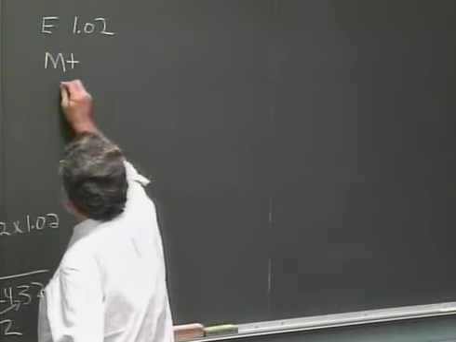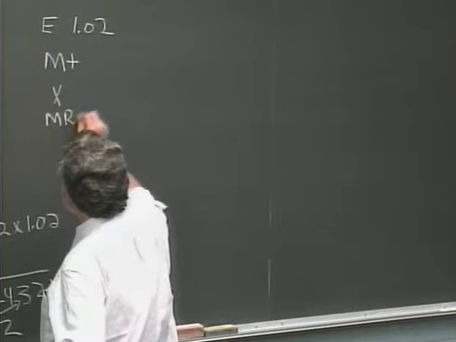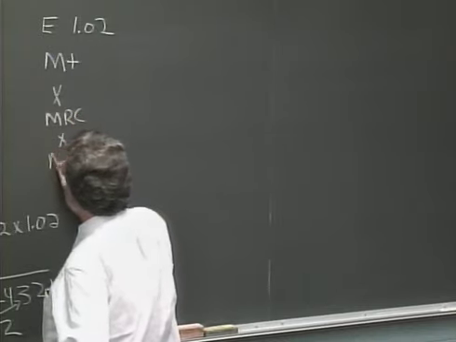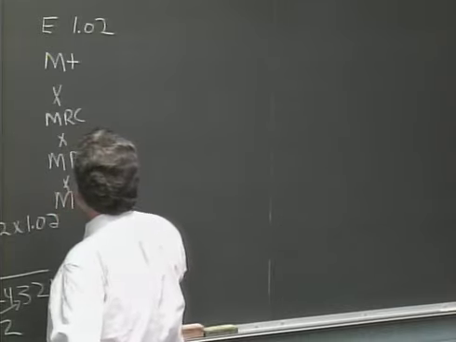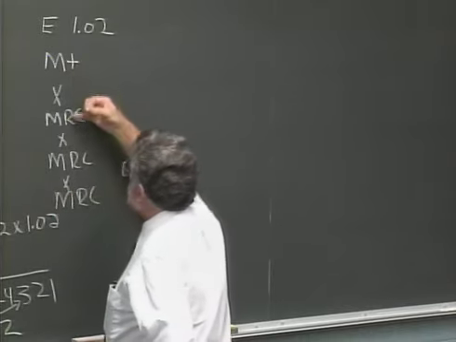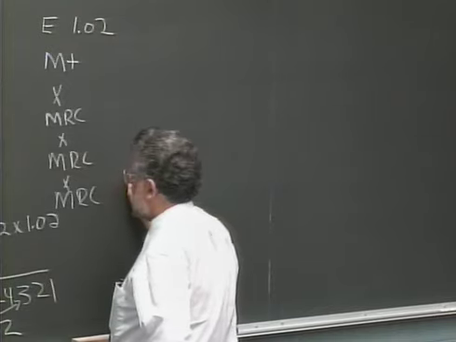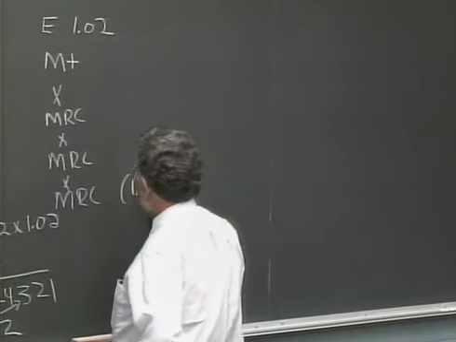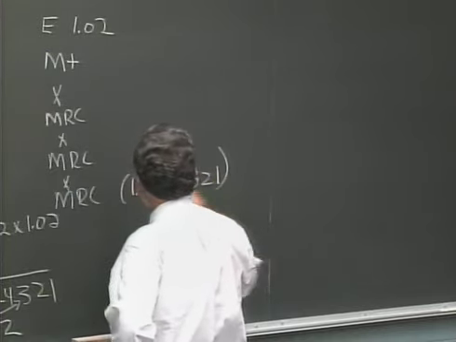Now here's what I want you to do. I want you to hit times memory recall, times memory recall, times memory recall. So that is 1, 2, 3, 4. And at that point, you should see on your readout 1.0824321. Do you?